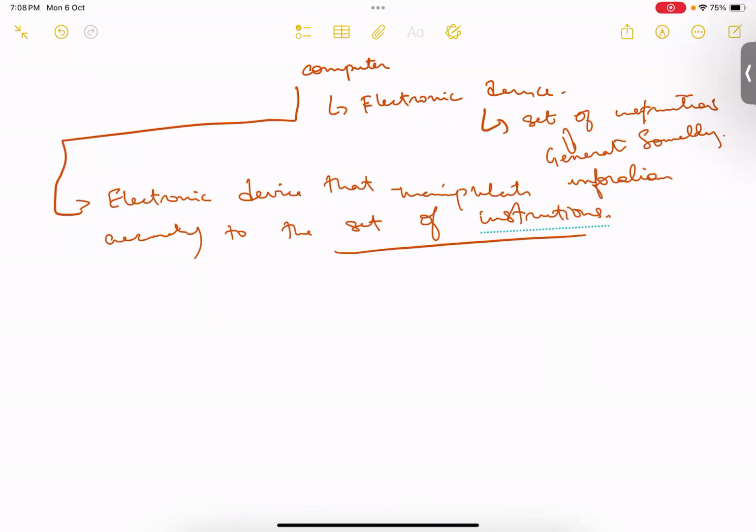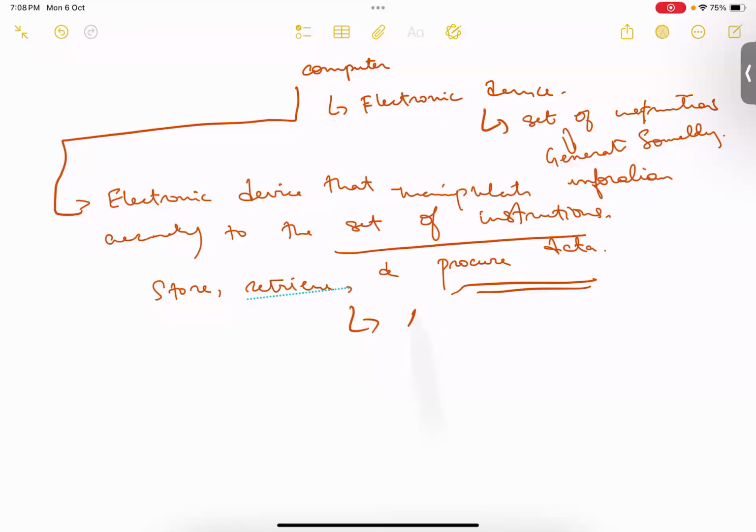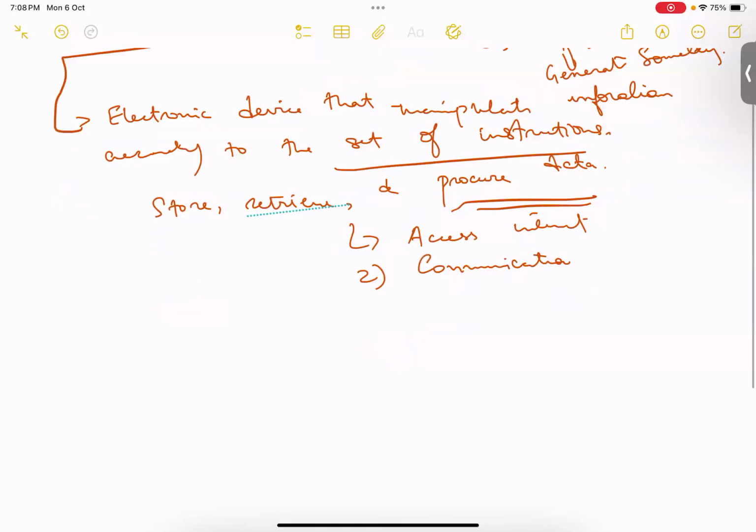And in the simplest form, it does a lot of functions. It can store, right? All computers have a storage system. It has the capacity to retrieve the data that has been lost. And most importantly, the most important function of a computer is to process the data. Apart from this, we also use the computer to access the internet, as well as for communication, different types of communication systems. So this is what, in simple terms, a computer is.